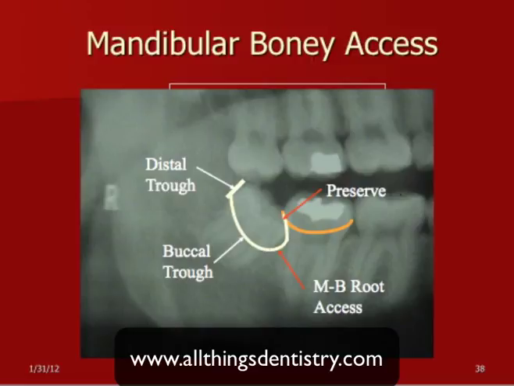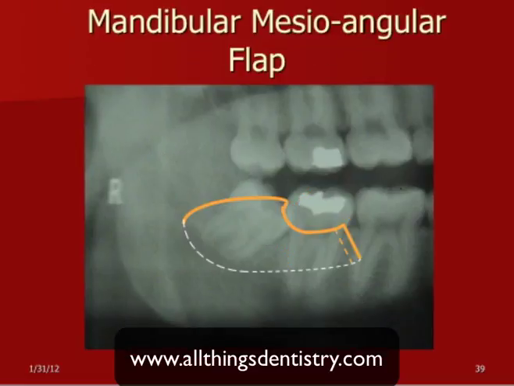Okay, now we know how the bony access is done. How do we get a flap to get the bony access?